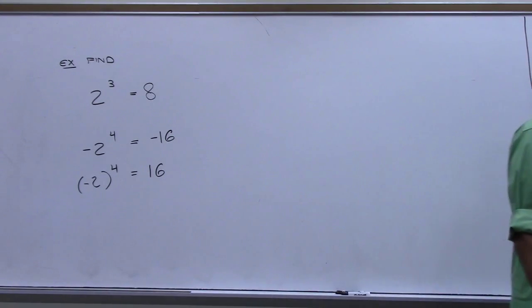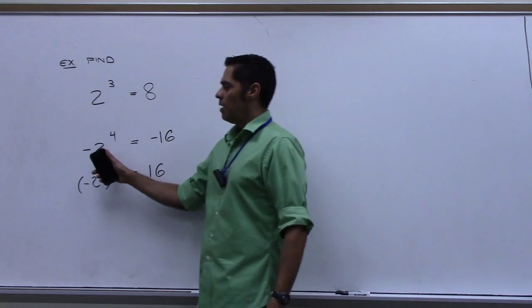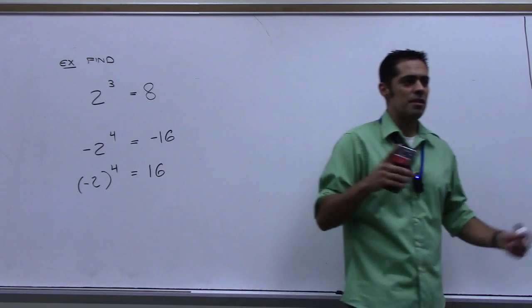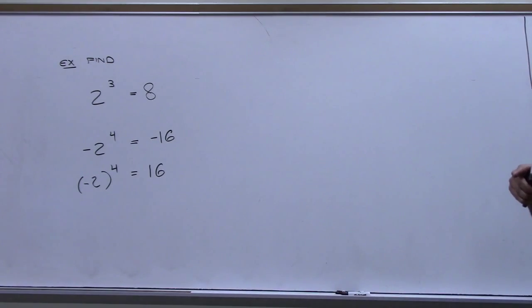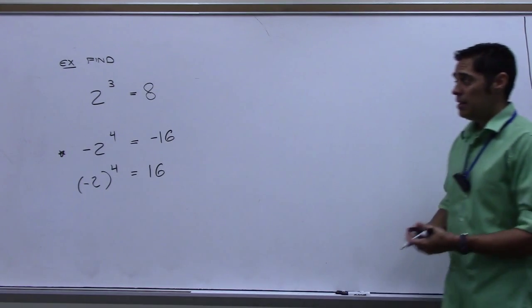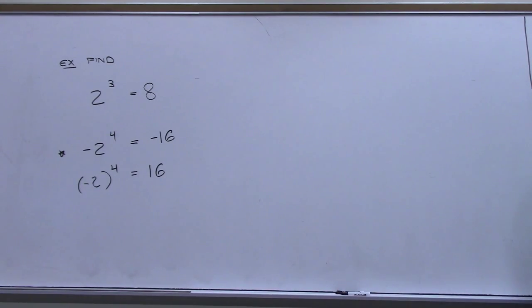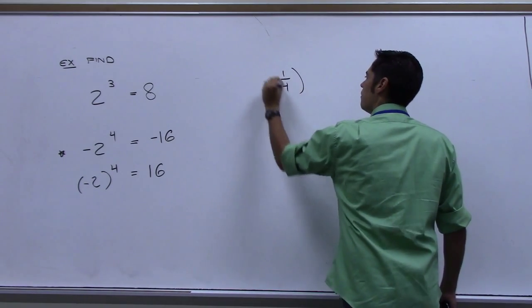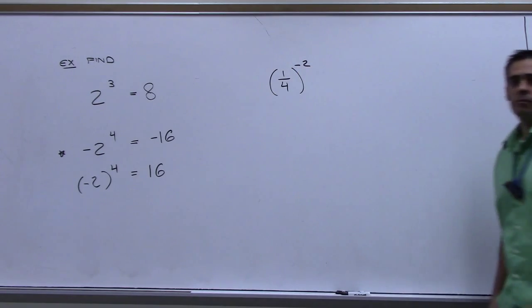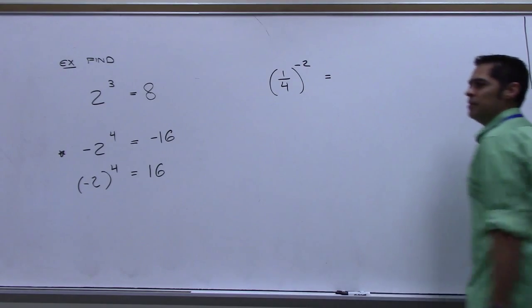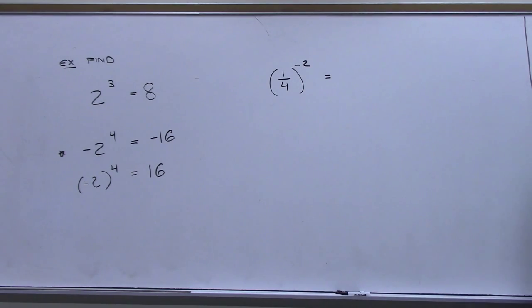So use your parentheses. On this one, you don't use parentheses. And if your calculator is spitting out 16 instead of negative 16, then you need to figure out how to type it in properly. All right? So if any of these you're not getting on your calculator, put a little star next to it, and then maybe if we have some time at the end of class, I can address that with you. Let's try something a little harder. Let's try 1/4 to the negative 2. You should get 16.